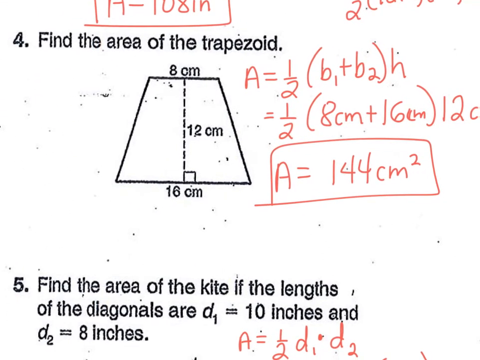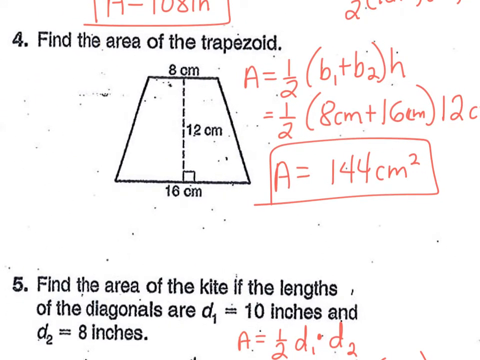Number 4, trapezoid. The formula for the trapezoid is 1/2 base 1 plus base 2 times the height. Base 1 could be 8 centimeters, base 2 16 centimeters, the height is 12 centimeters. So I got half of the 12 is 6 times 24, and that gives me 144 square centimeters. Did you get the same thing? All of you okay up to here? Yes, perfect. Okay, so now next problem.